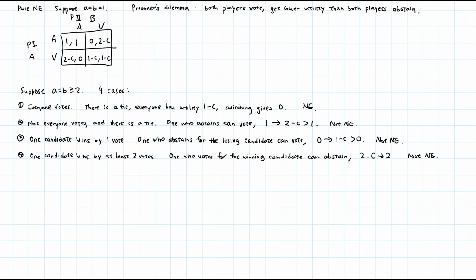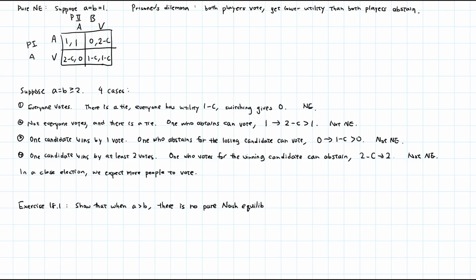So the only Nash equilibrium is when everybody votes. From here, we can conclude that in a close election, we expect more people to vote, which is quite intuitive. As an exercise, show that when A is strictly greater than B, there is no pure Nash equilibrium.